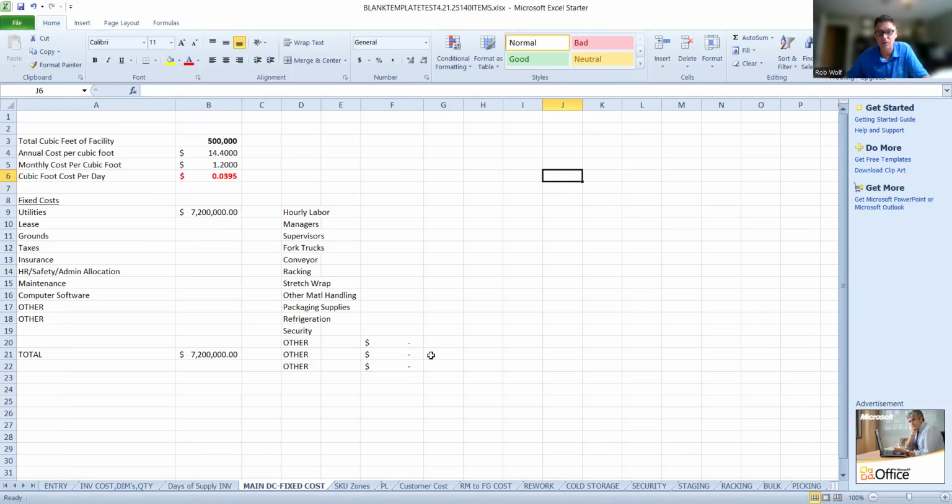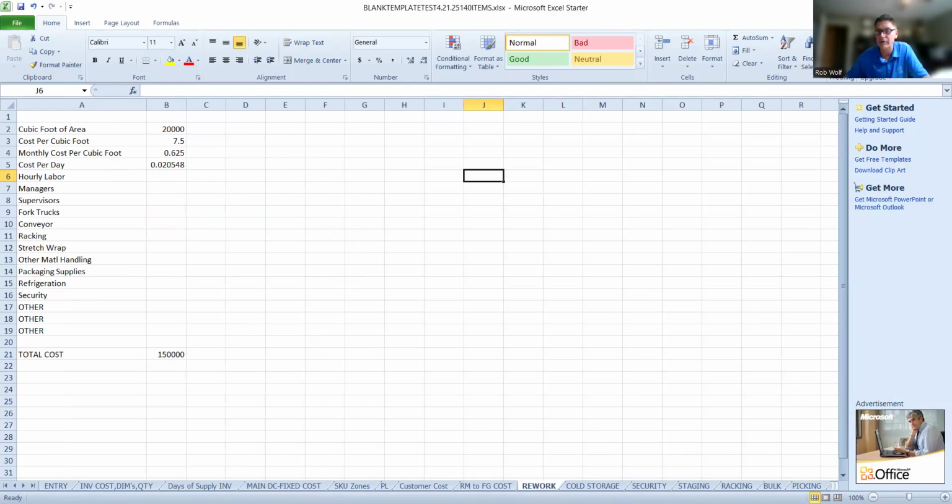This is the main distribution center. I need to know, do you have a rework area? In our fictitious company here, we do. It's 20,000 cubic feet. It's adding 2 cents per cubic foot per day. Okay. And then I'll ask you about other areas.